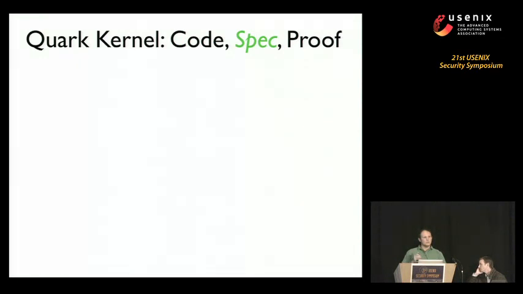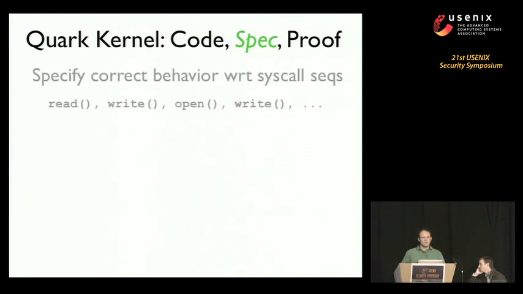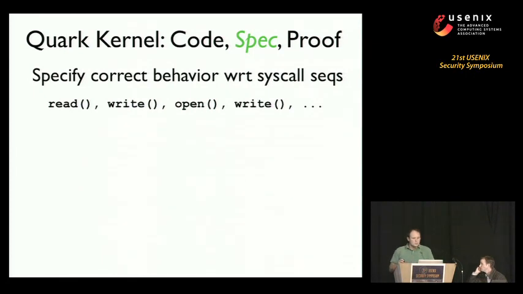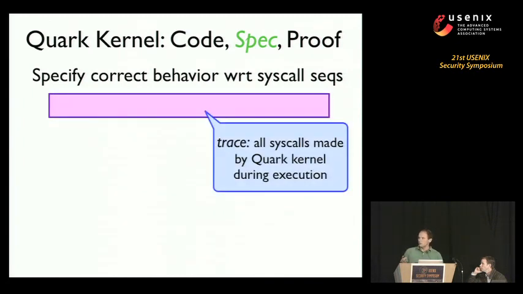Now, in QUARK, we actually reason about the properties of the kernel in terms of the system calls it can make. And we call the sequence of system calls the browser kernel makes on any particular run its trace. And this can be a really long list of syscalls. But it's not an arbitrary list of syscalls. We actually know it has some structure. It corresponds to a run of the kernel.